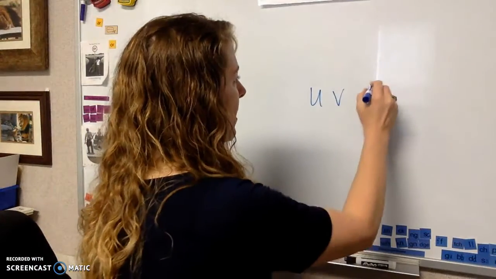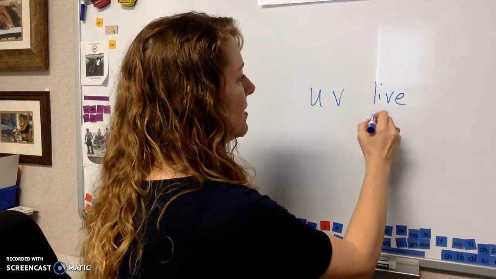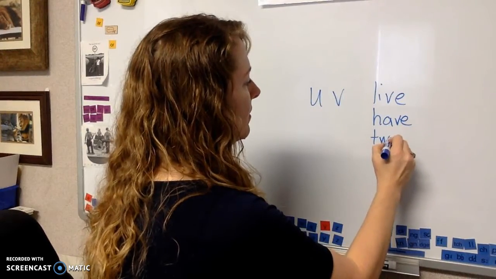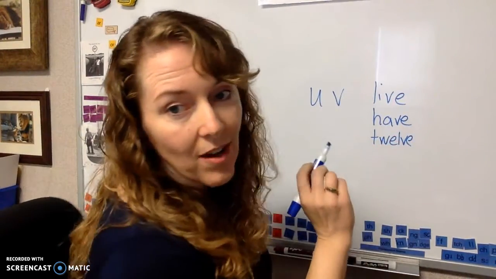So for example, we have a lot of words that are found in sight words, and they have, sorry, I can't talk and write at the same time.